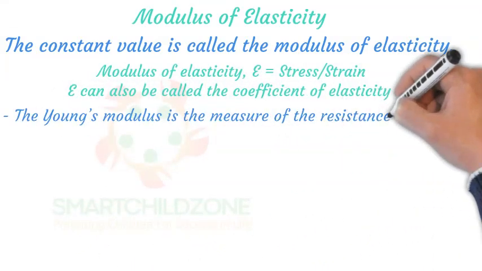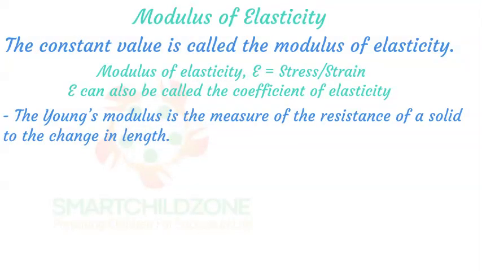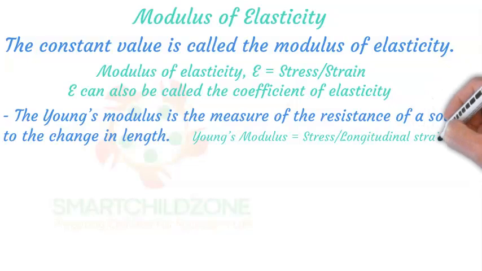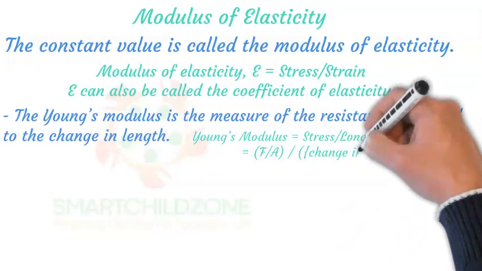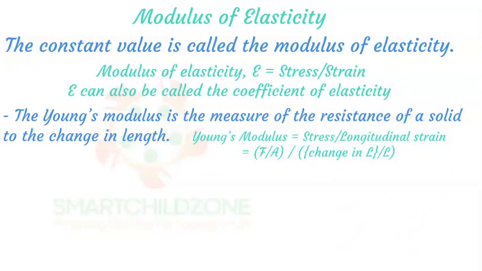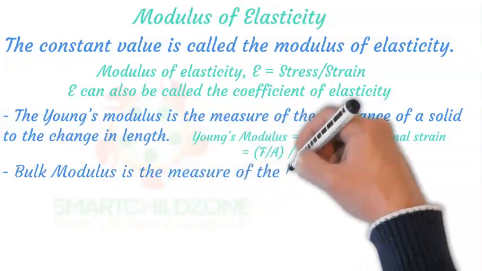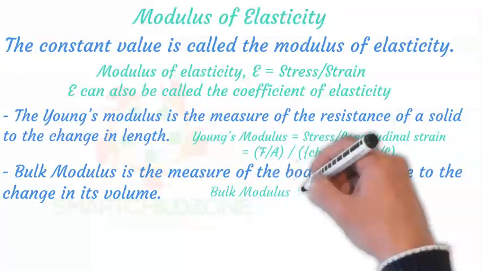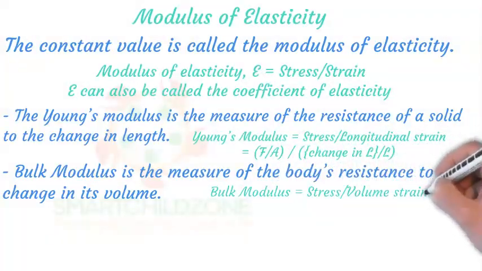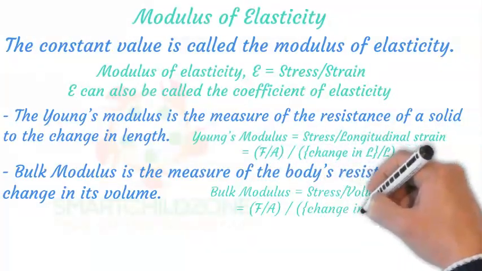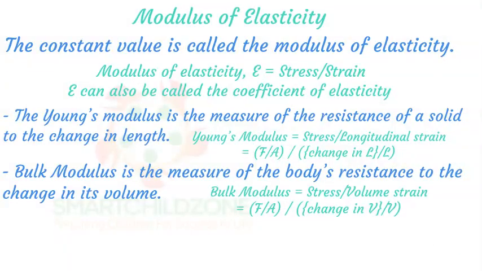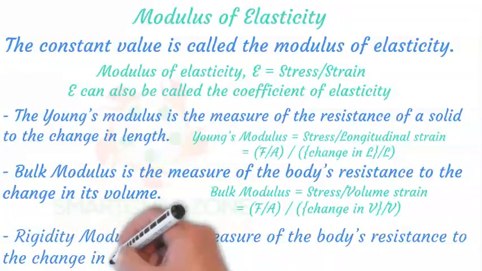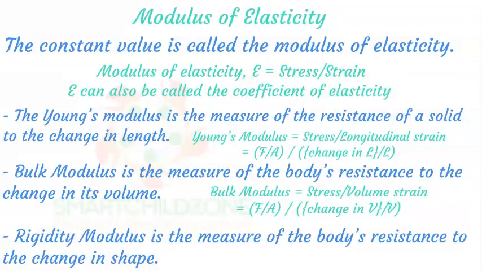The Young's modulus is the measure of the resistance of a solid to the change in length. Bulk modulus is the measure of the body's resistance to the change in its volume. Rigidity modulus is the measure of the body's resistance to the change in shape.